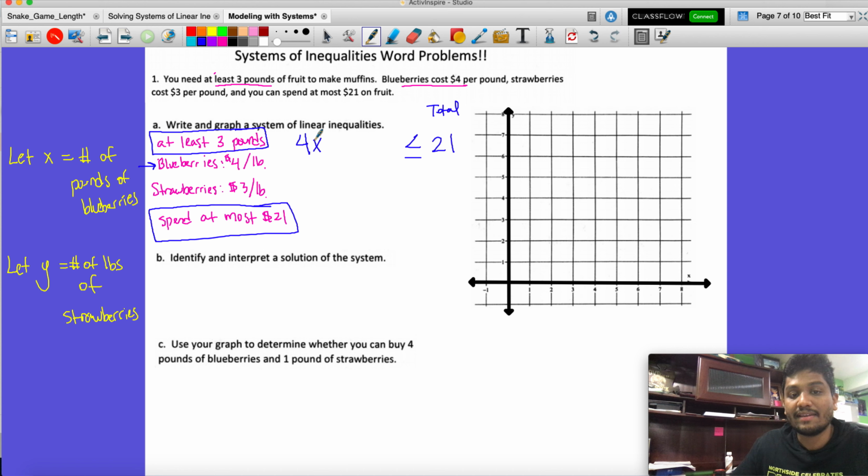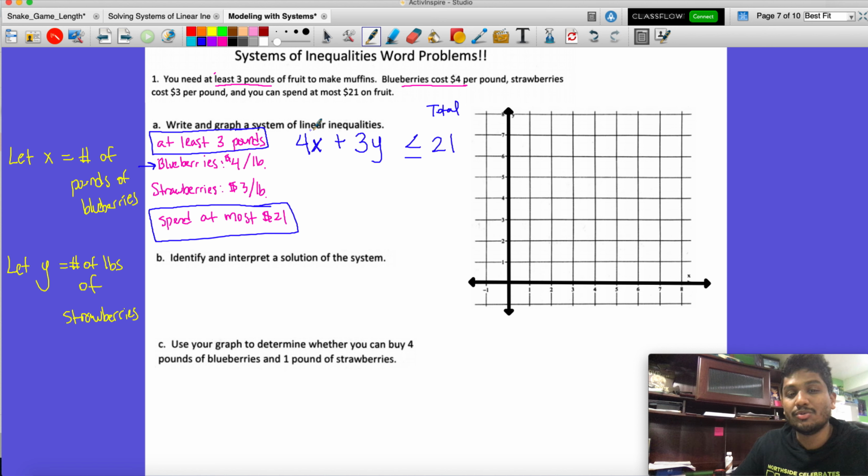So let's say that if this x was a 1, that means I bought 1 pound of blueberries for $4. If this was a 2, I bought 2 pounds of blueberries for $4 each. That's $8. Okay, so that's what the x represents. I'm changing the number of pounds, but I'm paying a certain price for each of those pounds, plus the number of pounds of strawberries, right? But I need to put a price that's associated with that, so it's 3y. So $3 for every pound of strawberries that I buy.